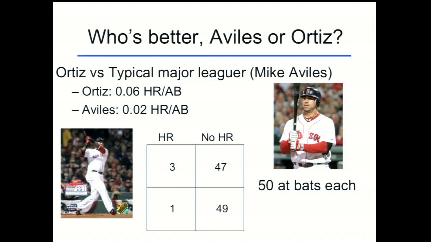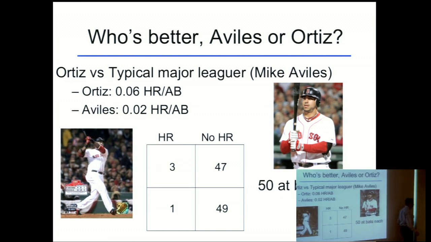I've used poor Mike Aviles as the demonstration this year. So Ortiz has been the same every year I've done this, and this person has been traded every year. So this year it's Mike Aviles, not making any predictions about whether he'll be with the team next year. But in any case, David Ortiz over the last few years has had a rate of 0.06 home runs per at-bat, and Aviles has been at the major league average, which is 0.02 home runs per at-bat. So if you gave them each 50 at-bats, which is actually a nice long spring training, you'd expect the typical result to be about 3 home runs for Ortiz and 1 for Aviles.